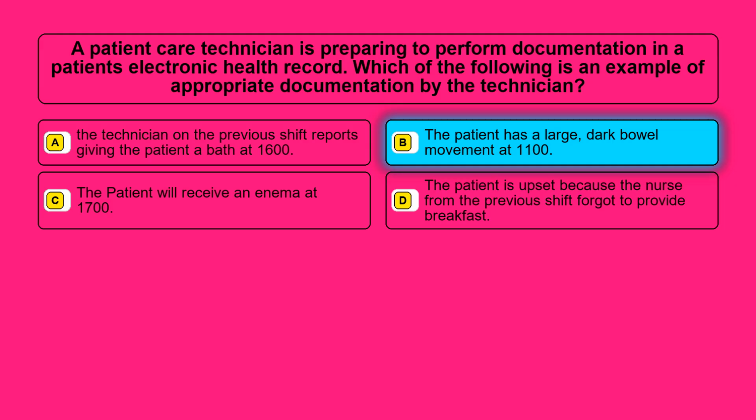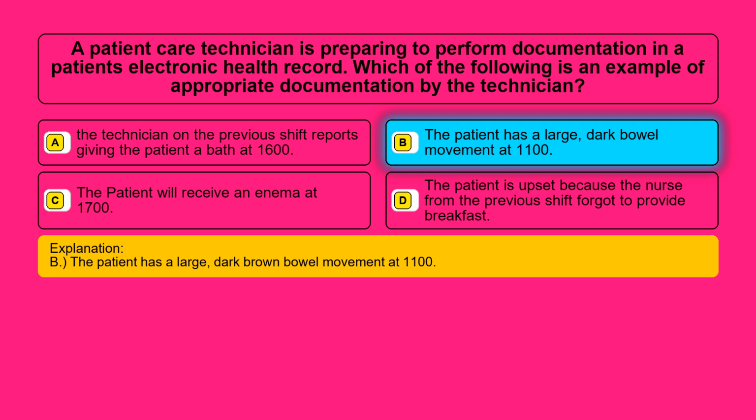The correct answer is option B. The patient has a large, dark brown bowel movement at 1100.